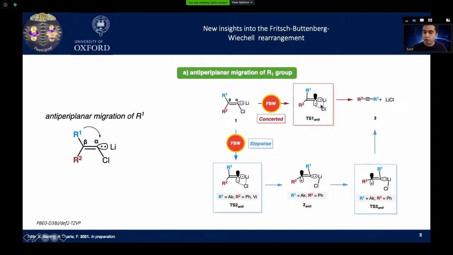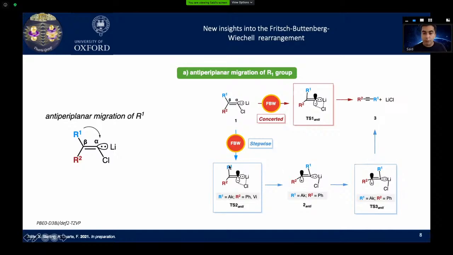And we also found that in some cases you can have a stepwise migration, in the cases where the non-migrating R2 or stationary group is a phenyl or vinyl group. In this case, the reaction is a two-step process involving an intermediate in which the p orbital is actually located at the beta carbon, and the R1 group is fully migrated to the alpha carbon, right?